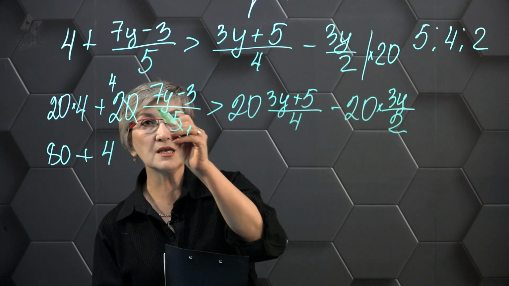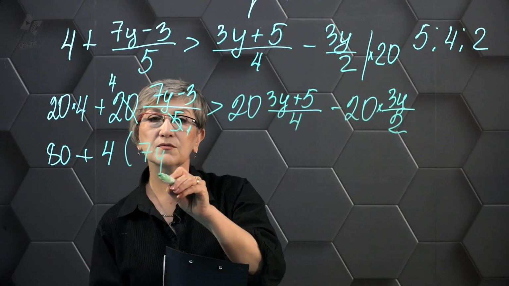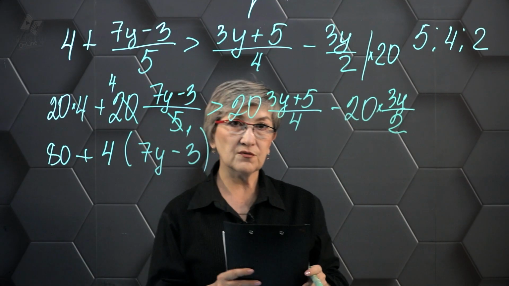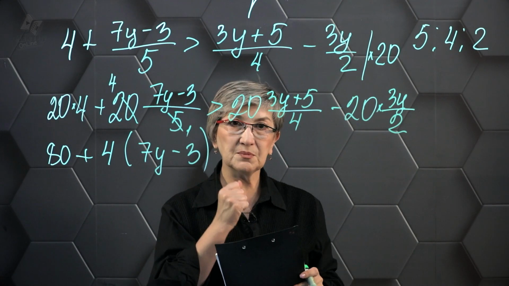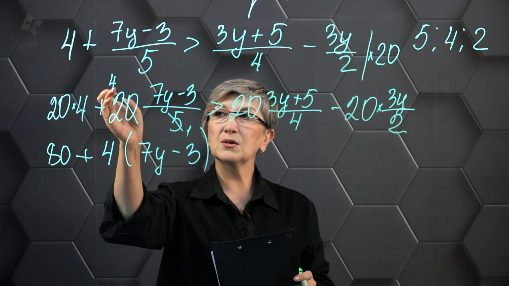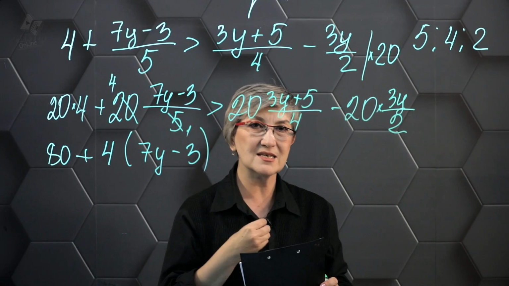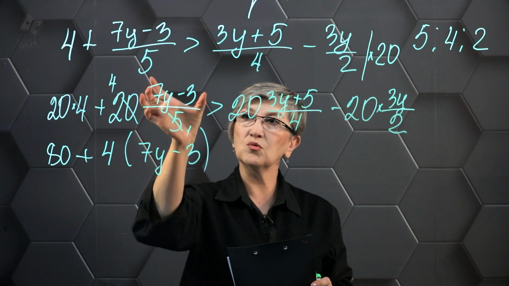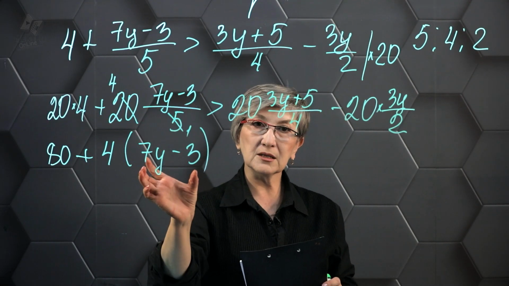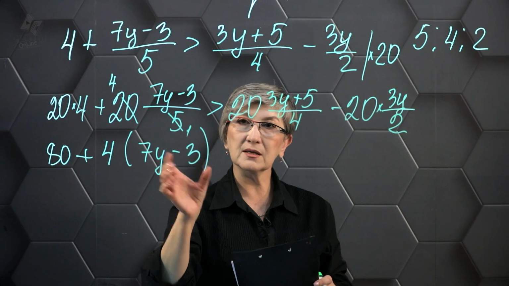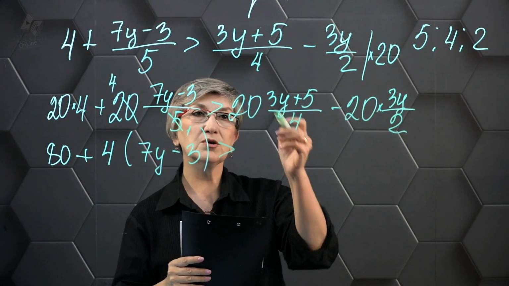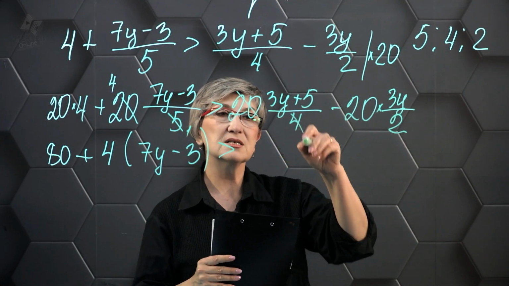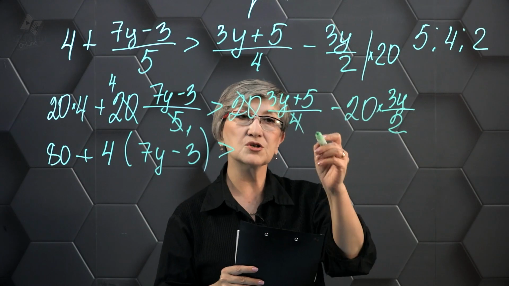And now I will write the expression in parentheses. And this is very important. Why? If you don't write the expression in parentheses, you will end up with 4 multiplied only by 7y. But we need 4 multiplied by the entire expression, so we write this expression in parentheses. Let's move on to the right side. 20 I can divide by 4. That's 1 and 5.